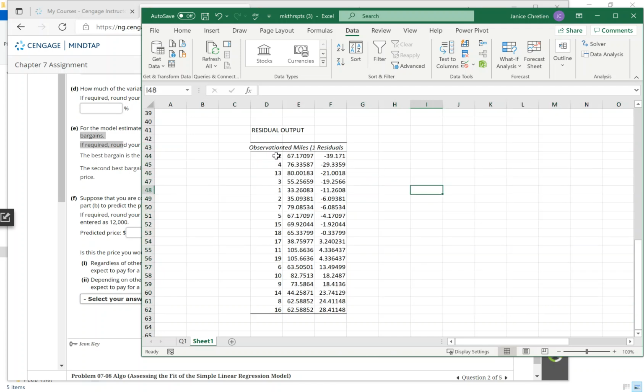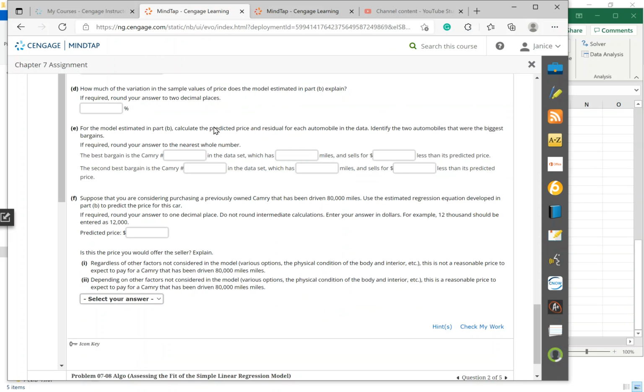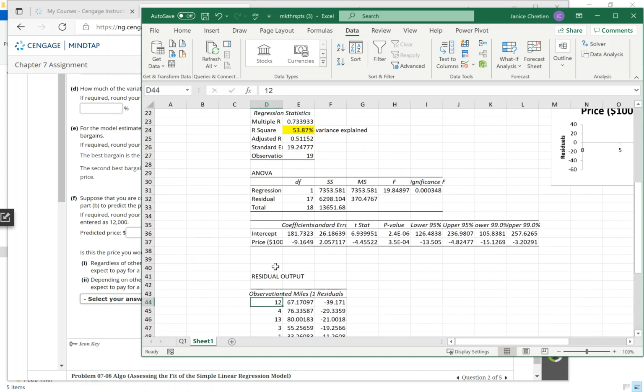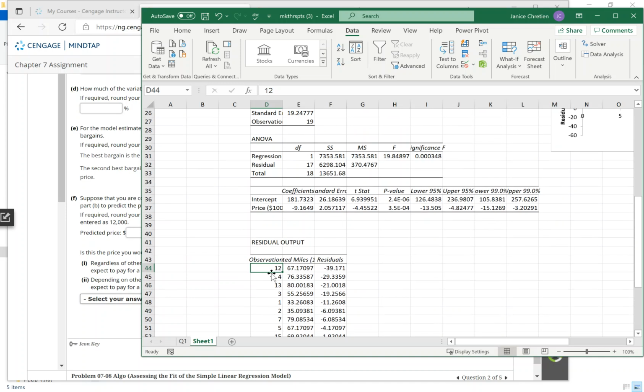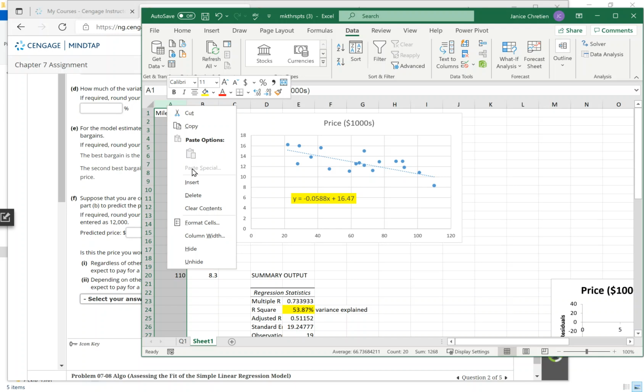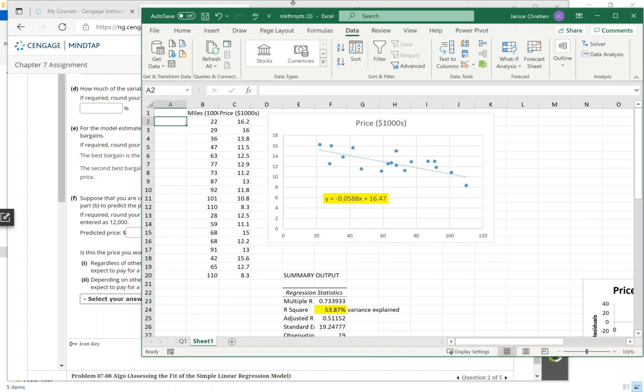And so I can see car number 12 was the best. So I can put car number 12 in the data set, which has how many miles and sold for how much. Okay, well, car number 12. Now remember, these are residuals. Don't use these numbers. I need to go back up here and say car number 12. So that's 1, 2, 3, 4, and so forth. Make sure I get it right.